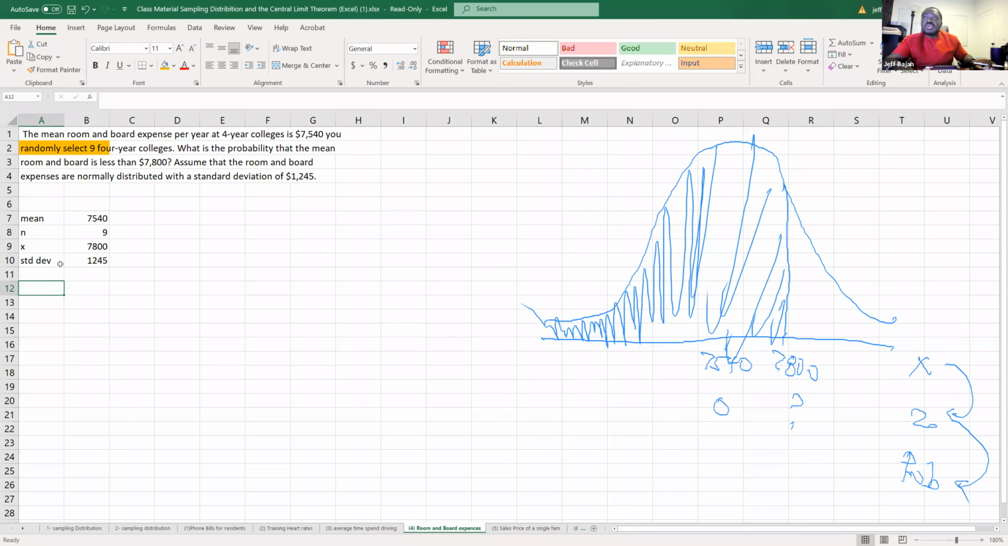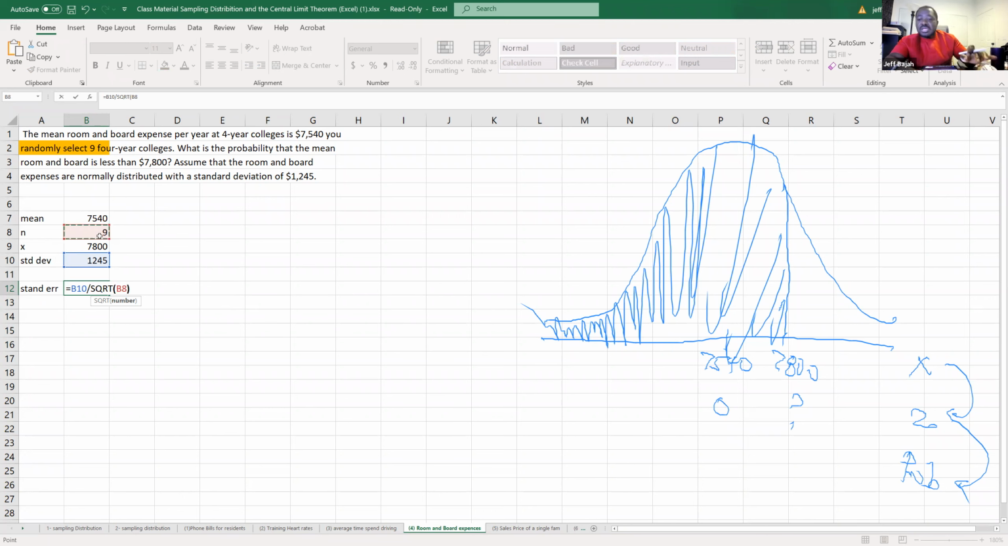For this question, it's straightforward. Before I start, I'm going to find my standard error, because it just makes it easy for me. My standard error is equal to my standard deviation divided by the square root of 9, and I get that as 415.